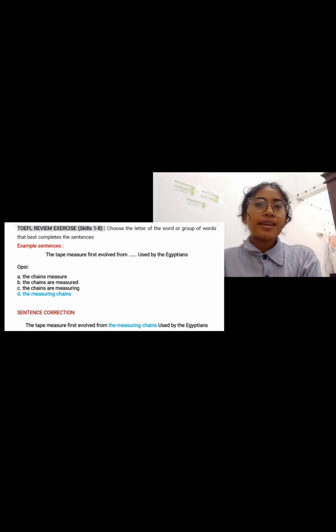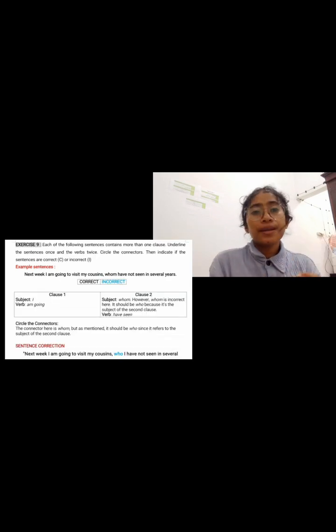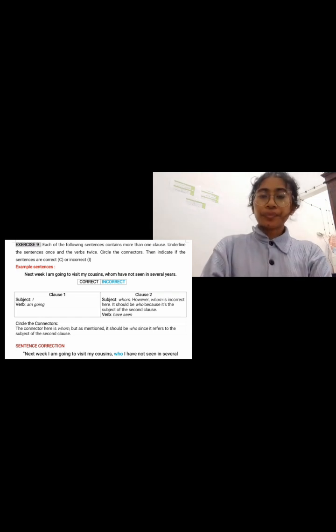Exercise 9. Each of the following sentences contains more than one clause. Underline the subjects once and the verbs twice. Circle the connector. Then indicate if the sentences are correct or incorrect. Okay, an example of the sentence is as follows: Next week, I am going to visit my cousin, whom have not seen in several years.